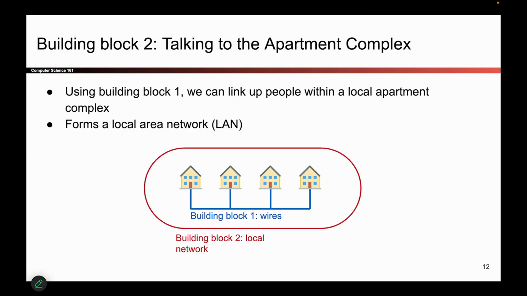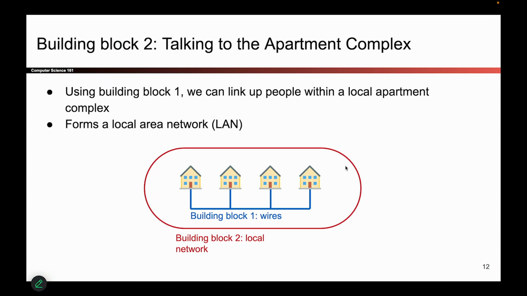So now that we have our first building block, which allows us to move data across space, the first thing we could try to do is to use that building block to link up people in a close area. So for example, if I'm trying to send mail, I could use my mailman to connect everybody in the local apartment complex. So now the mailman helps me carry mail in between all the different apartments in a local apartment complex. And if I connect up everybody inside a local apartment complex, I get something called a local area network, because it's only local to a small space.